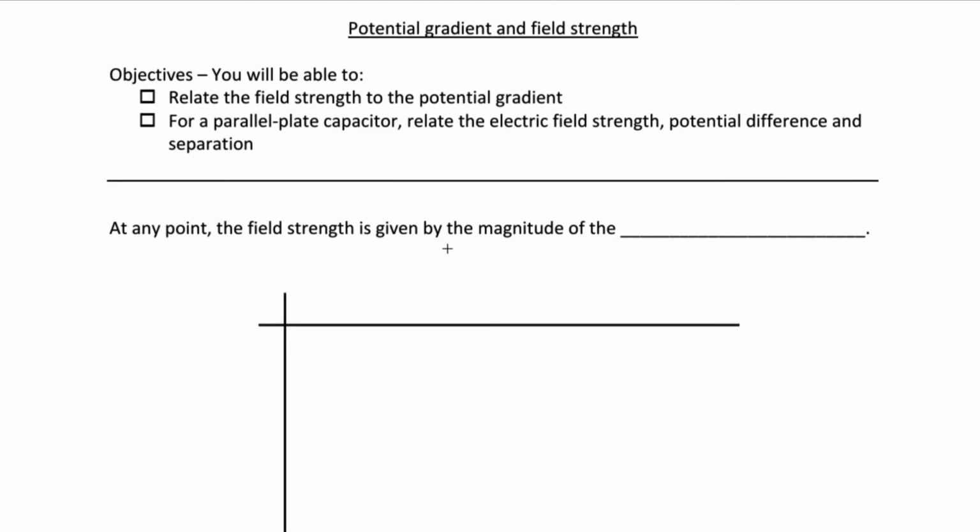Putting that into words, at any point the field strength is given by the magnitude of the potential gradient. And by potential gradient, we mean the gradient that we saw in that red graph. The potential gradient is the slope of a potential versus distance graph. And that's what we got a visual of in that red topographical map.